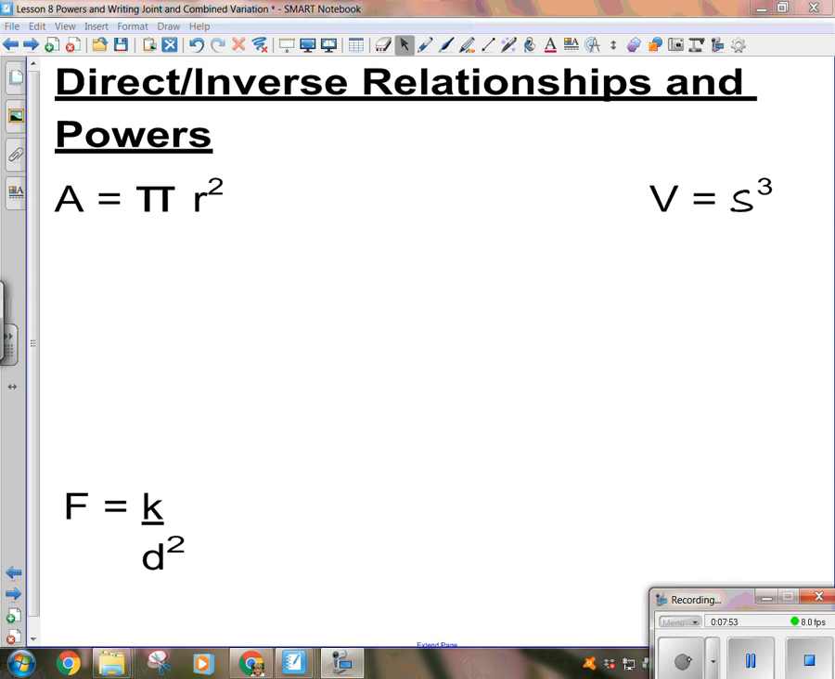All right, I'd like to go ahead and talk to you a little bit about powers. Devices, out of sight. Okay, here we go. I want to talk to you about powers, because in the real world, if you recognize the first equation, anybody recognize A equals pi times r squared? What is that? It's actually the area of a circle. Okay?